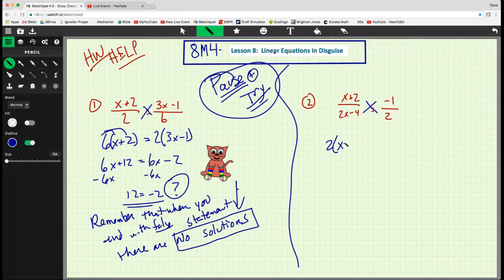2 times x plus 2 equals negative 1 times 2x minus 4. Distribute. 2x plus 4 equals negative 1 times 2x is negative 2x, minus negative 1 times 4 is negative 4. So that's equal to negative 2x plus 4.